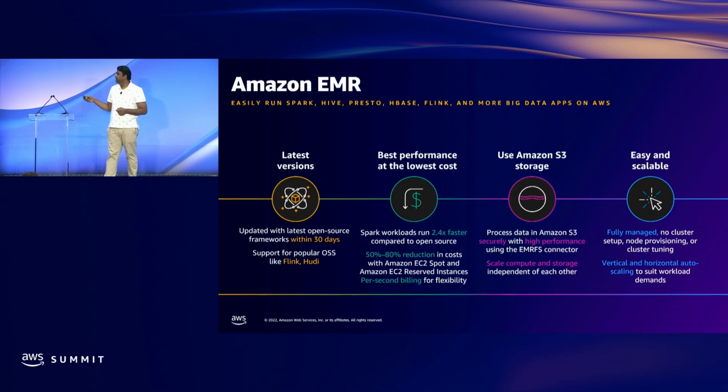So the EMR version of Spark, we have compared it with open source, and the EMR version of Spark provides 2.4x faster performance compared to the open source version of Spark. So customers using EMR get this additional performance benefit while doing their data processing and data preparation jobs.